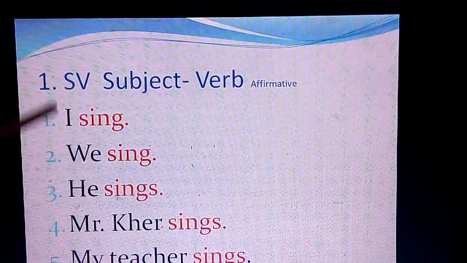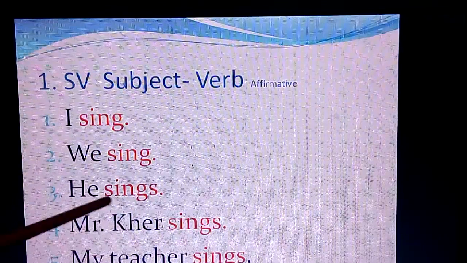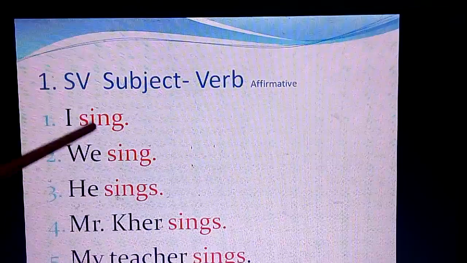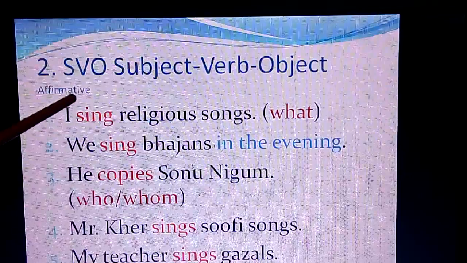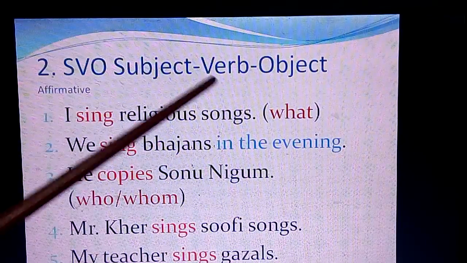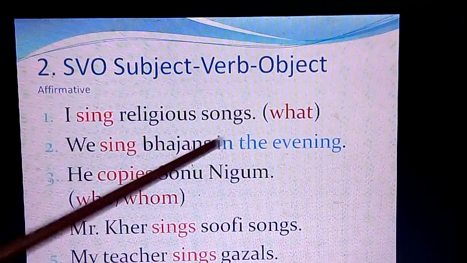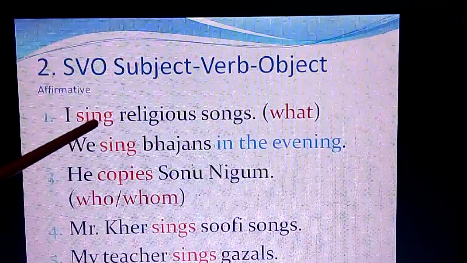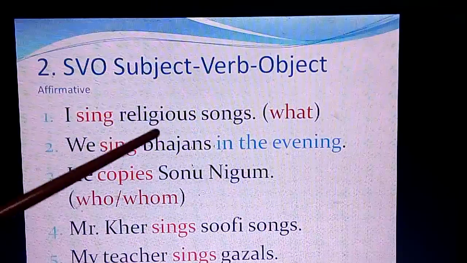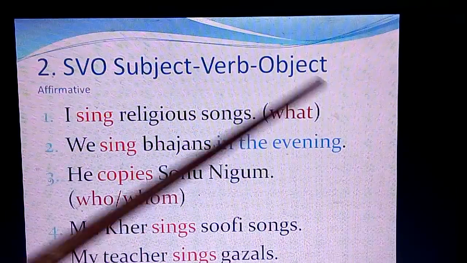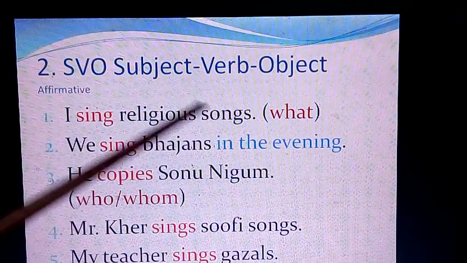So subject plus verb combination is the easiest way to make a sentence, taking a subject and then putting a verb in accordance to the subject. Okay, the second example of the affirmative sentence is the structure subject, verb, object. I sing religious songs. What do I sing? Religious songs. So I is subject, sing is verb, and religious songs is object. Religious is just an attributive word here, an adjectival word here.